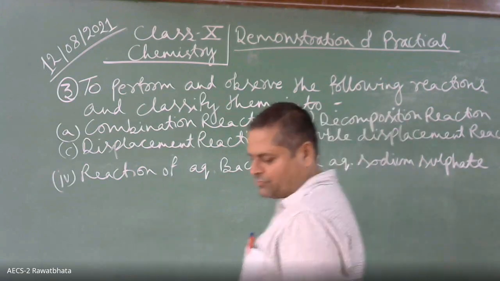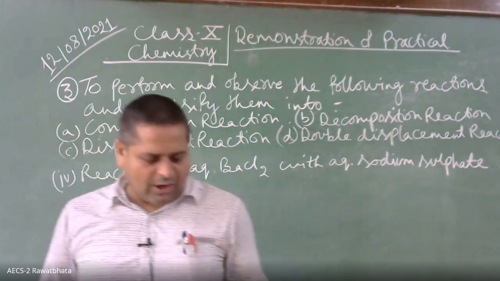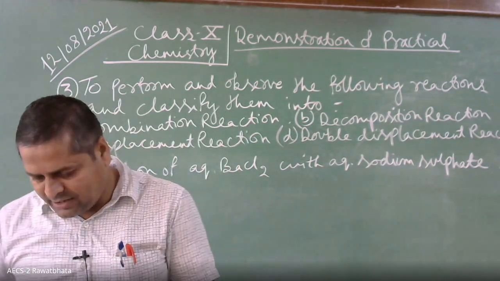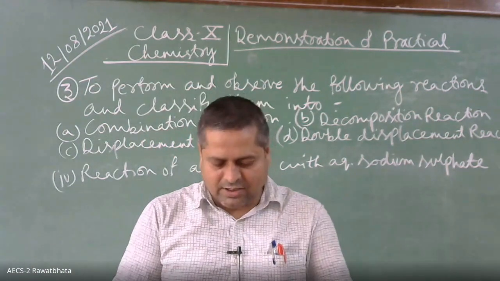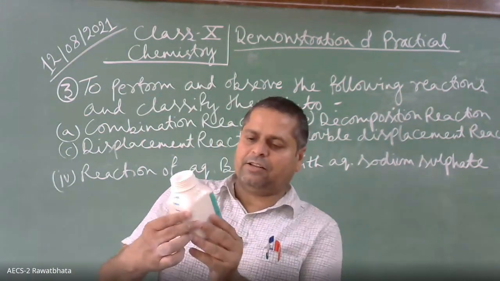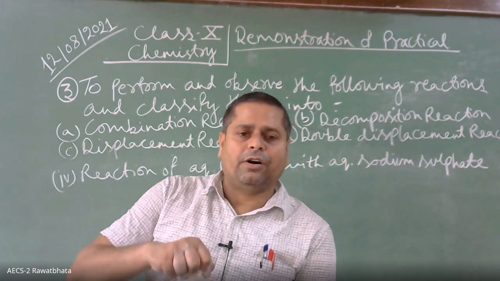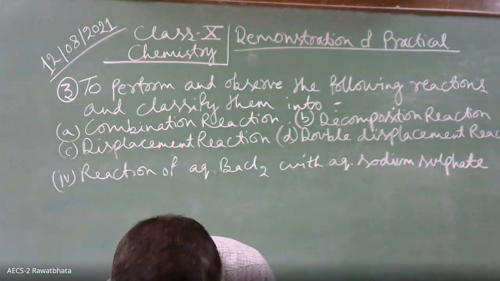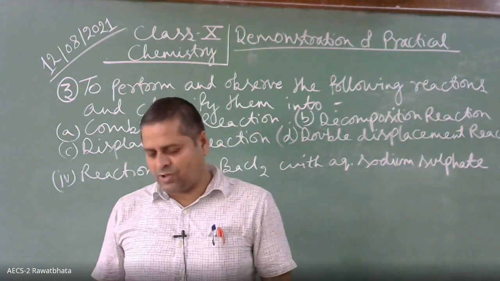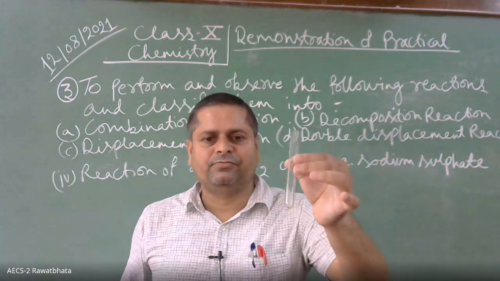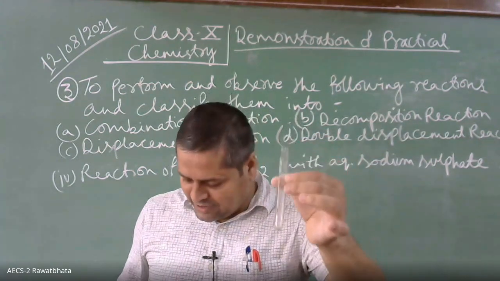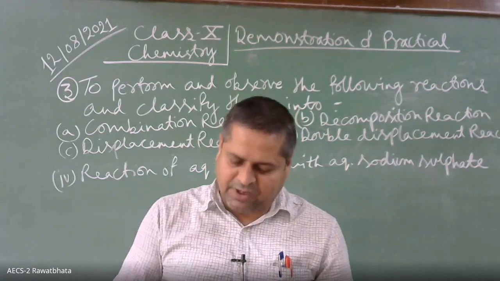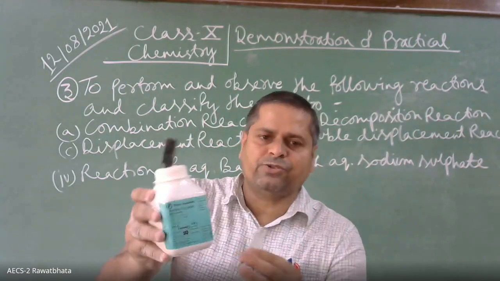See children, all of you know what reaction will take place. First, let us see the salts, and then we will take them into a test tube and make their aqueous solution. This is a test tube, and we will add barium chloride. This is barium chloride, children. Can you see?